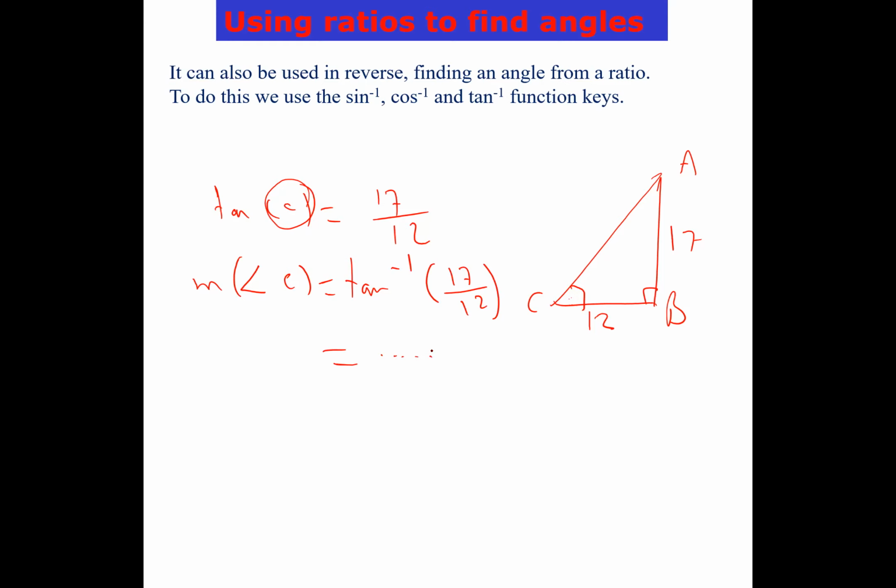Can you calculate it, please? The measure of angle C equals shift tan. Shift tan means tan power of -1, which is the inverse of this one. So if tan equals 17 over 12 as a ratio, and you need to find the measure of the angle, find the inverse of tan by using the calculator, which is shift tan. Okay?